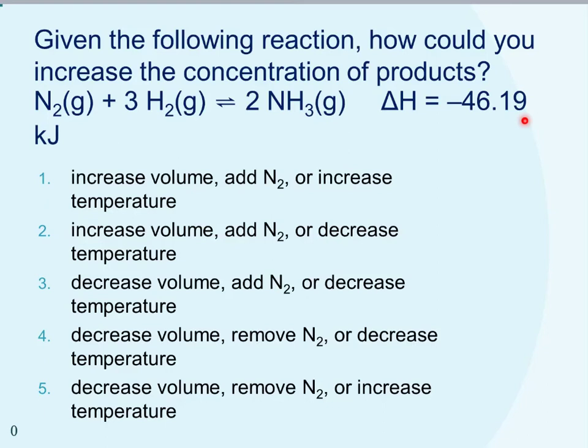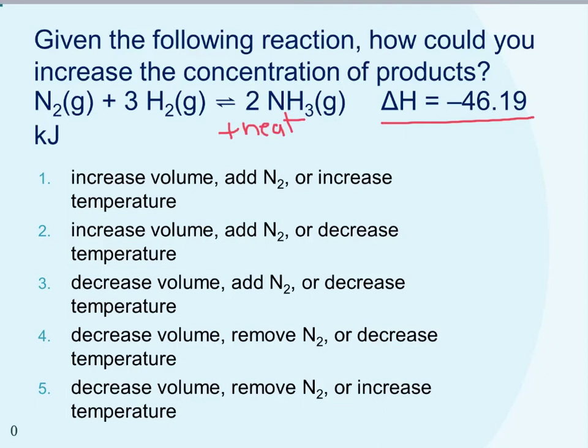So hopefully you paused the video and you've gone through the reaction to figure out what changes are going to favor products. And so what I'm going to do is deal with this heat issue first. I see that delta H is negative, and so that tells me that heat is a product because we're dealing with an exothermic reaction. And so what I'm actually going to do is go through and look at the factors that they're comparing here. They talk about changing volume, they talk about adding and removing N2, and they talk about changing the temperature.